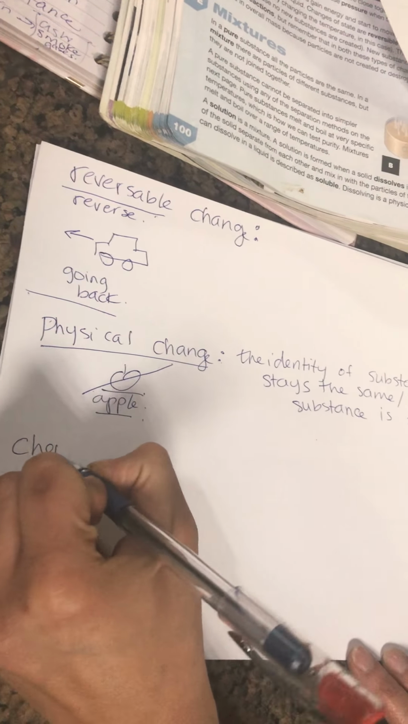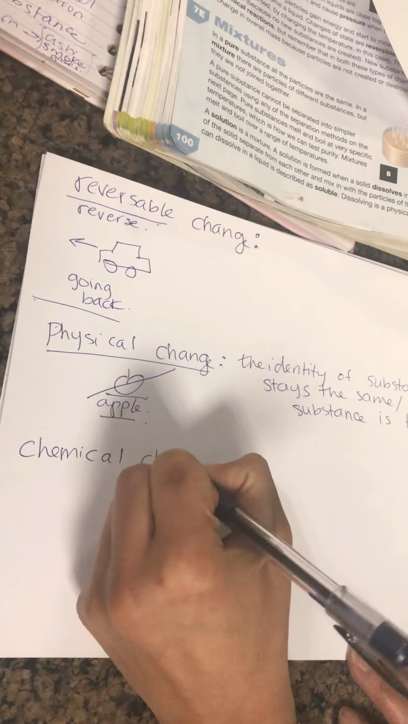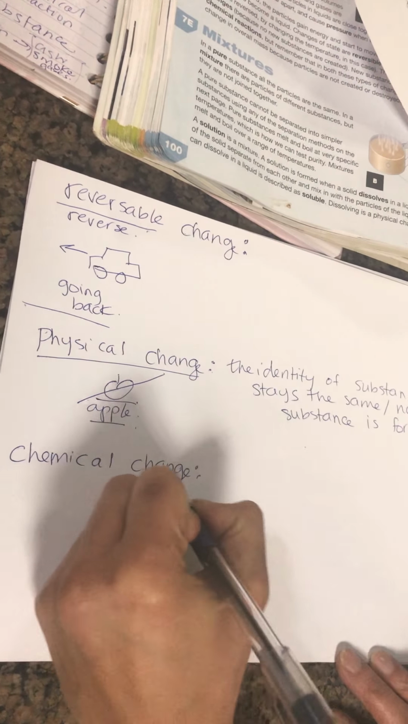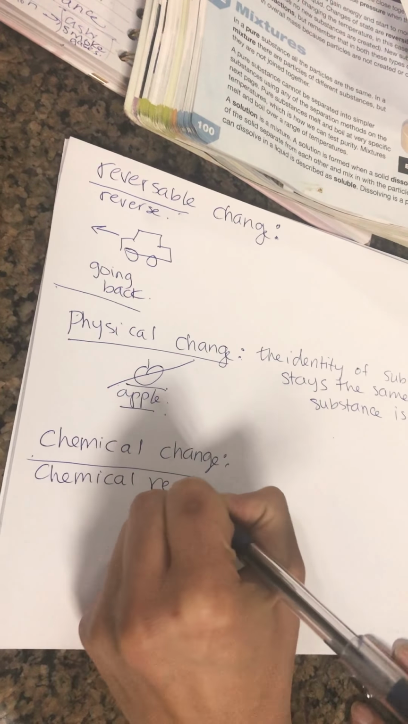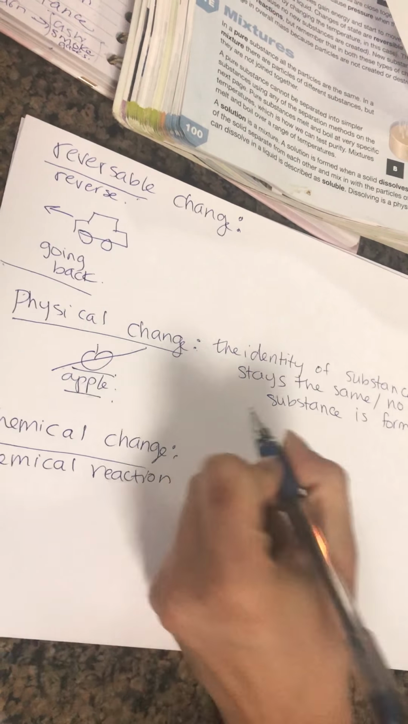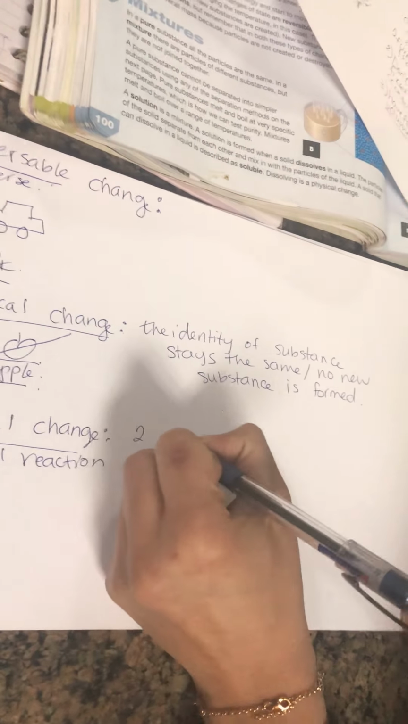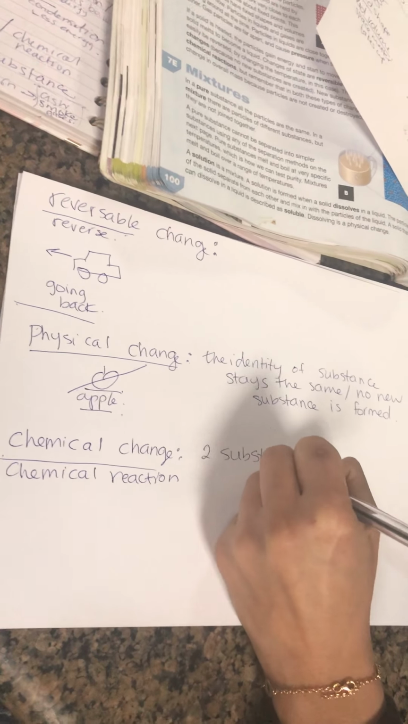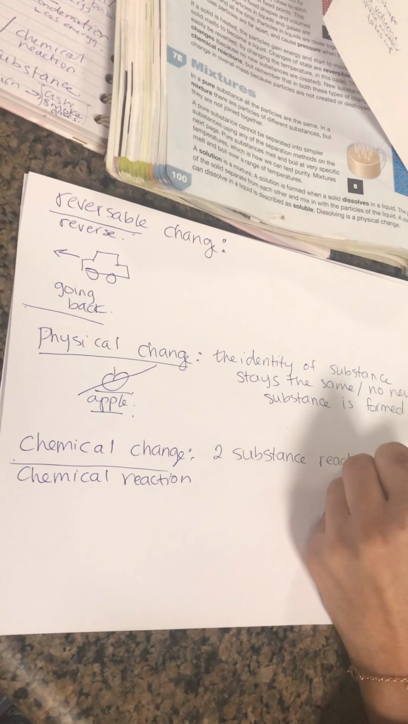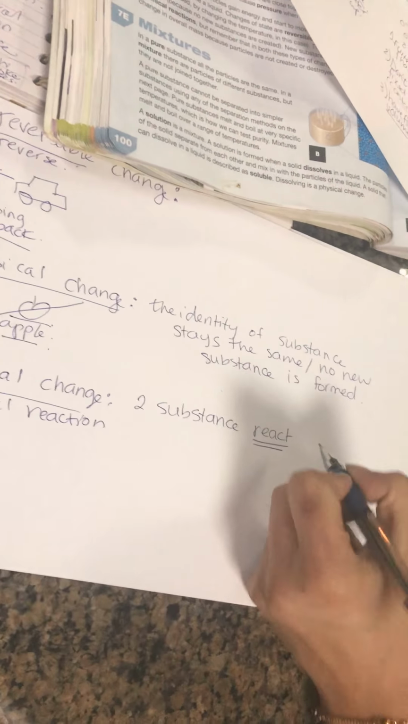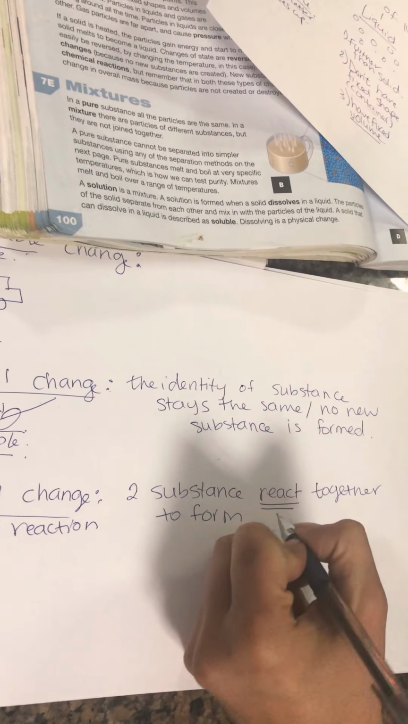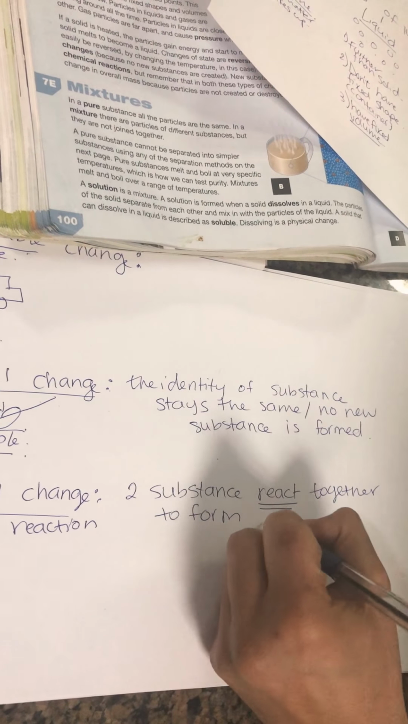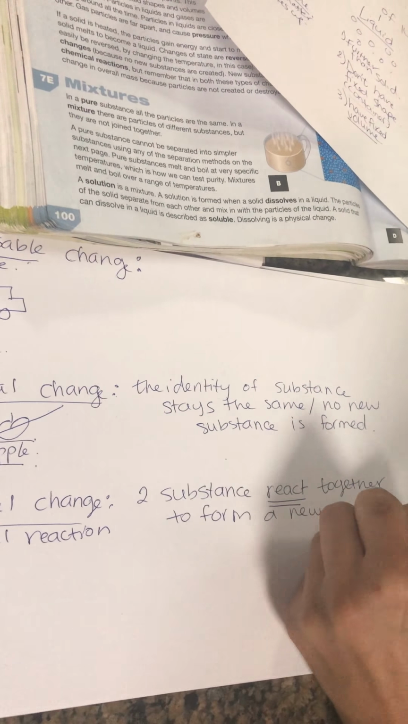Now let's talk about chemical change. Chemical change is the exact opposite of physical change. And another word for chemical change is chemical reaction. They both mean the same thing. The definition is when two substances react. Understand the word react, يعني بتفاعلوا. They react together to form a new substance.